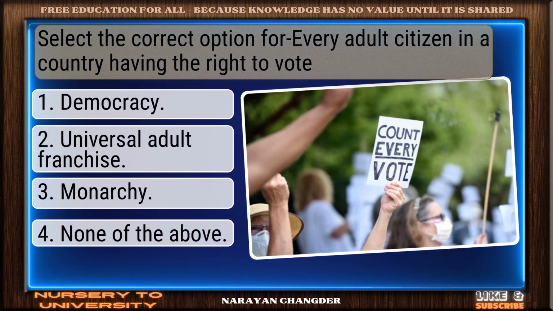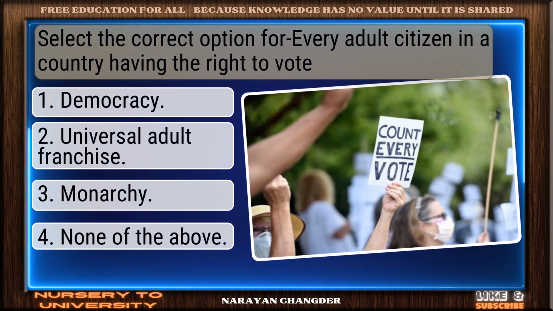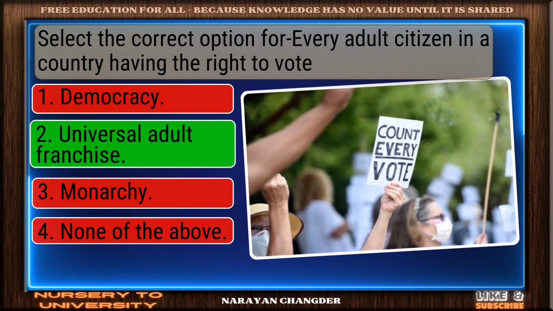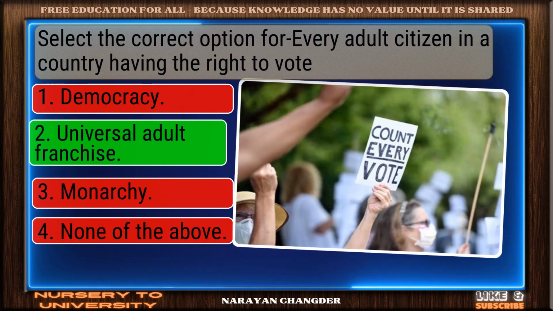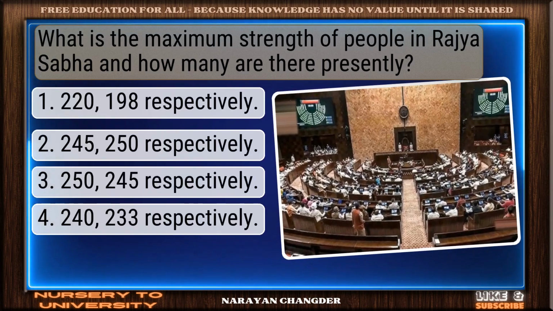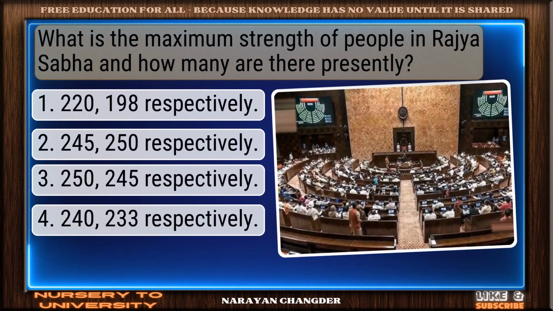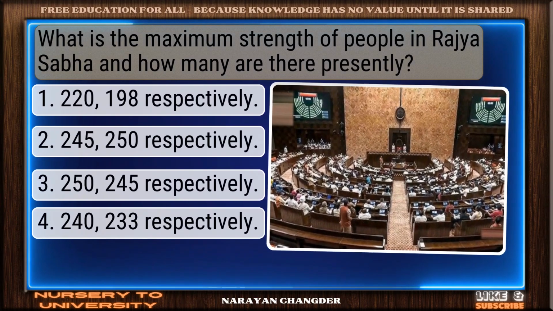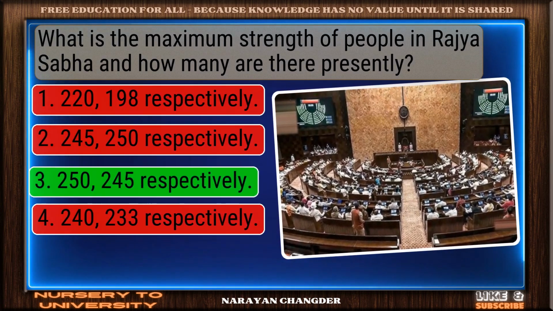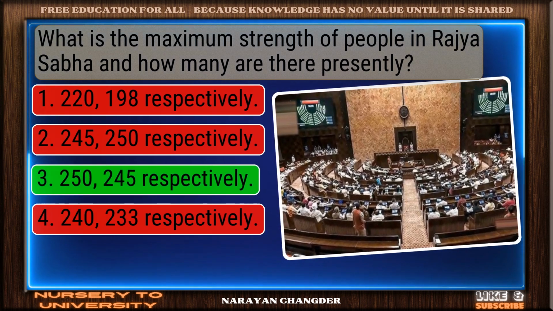Question number 33. Select the correct option for every adult citizen in a country having the right to vote. Good thinking. Universal adult franchise is the right answer. Question number 34. What is the maximum strength of people in Rajya Sabha, and how many are there presently? Good job. Your answer 250, 245 respectively works well here.